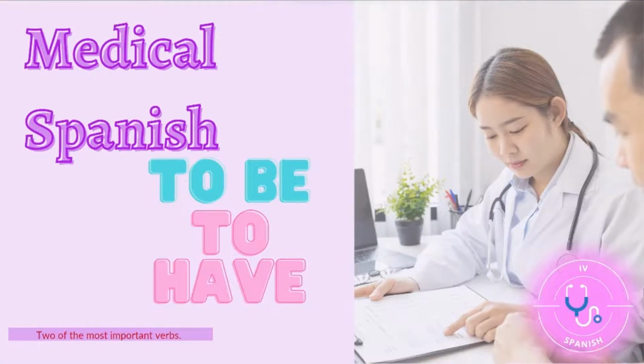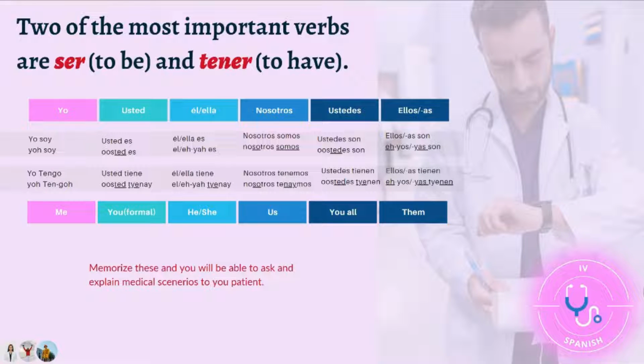Right, on the second one, we have medical Spanish. We have to be and to have. Very important verbs in the Spanish language that will help you construct many phrases and questions. So let's get started. You're going to have to memorize this table, but it's not as complicated as it may seem, okay? These are two of the most important verbs, which are to be, ser, and to have, tener.